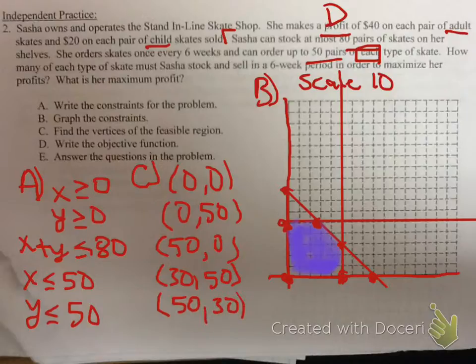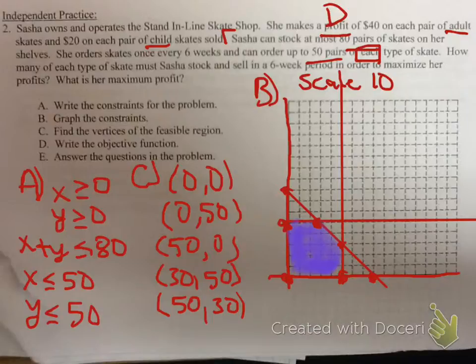Those 5 points are going to be used in the profit function, or to find the maximum profit. So now I'm ready to go to part D. Once you've got this, you're ready to go to part D. Part D, now I look at the sentence that talked about profit. How do I figure out the profit?